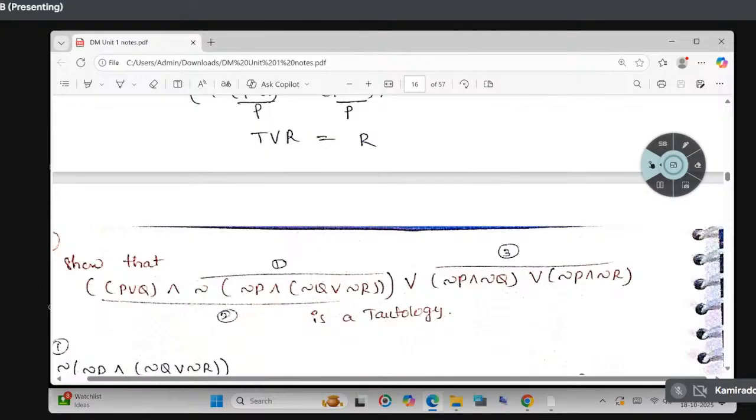So when you are applying your equation on the first term, it is in the form of P and Q. P and Q, where does that come in? Which law can you apply? P and Q.